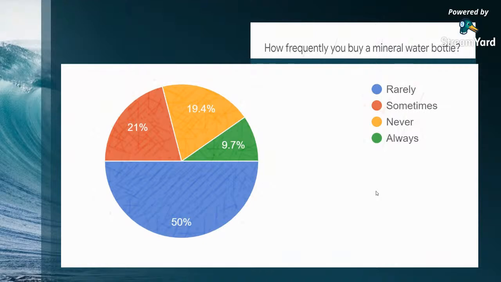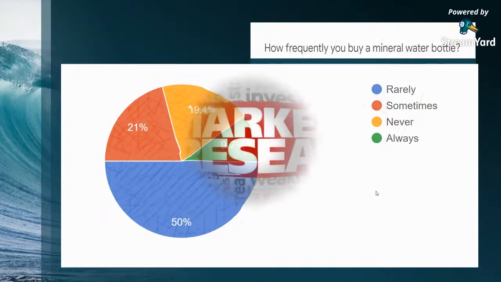I had this survey in the registration, and this is the data on how frequently you buy a mineral water bottle. 50% say rarely, and I doubt that, but some people, 21% say sometimes, 19.4% say never, and 9.7% say always. And when I am talking about that 9.7% who always buy, how that water will be affecting them is a big concern for everyone. How it will be affecting the people who are consuming it on an everyday basis. It will be affecting them at a greater cost, and we are paying for it. But at the end, we are just being conned by the water marketing schemes and companies.